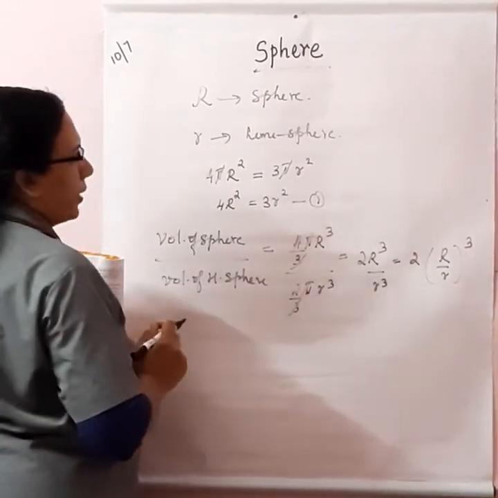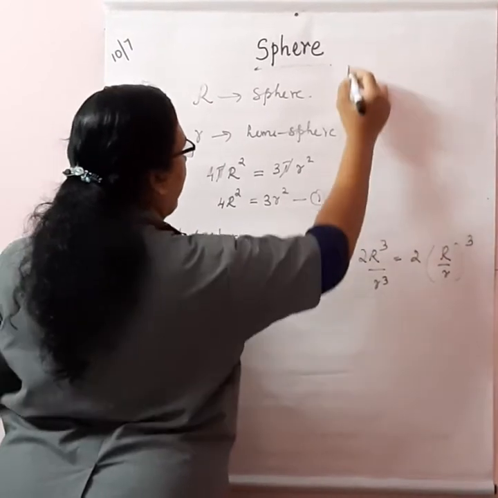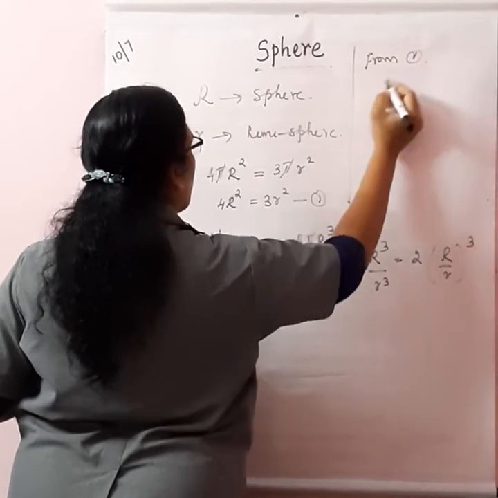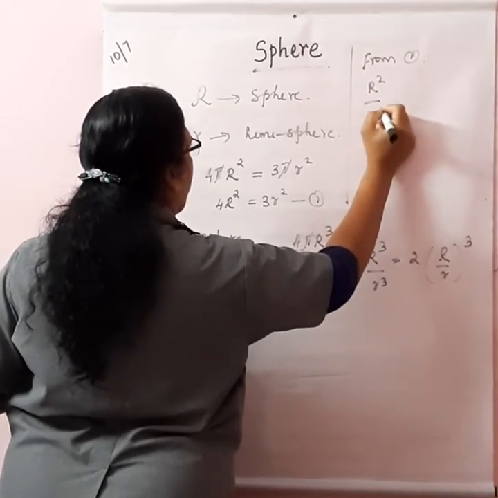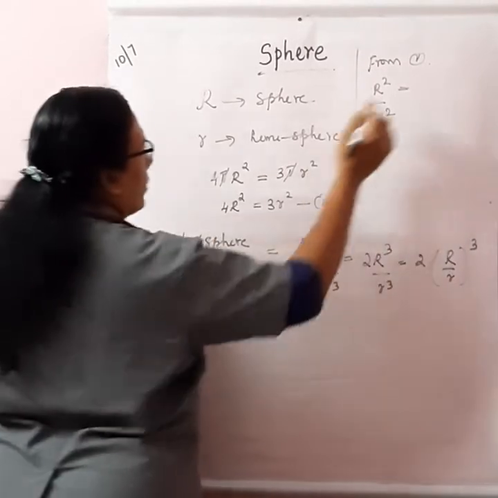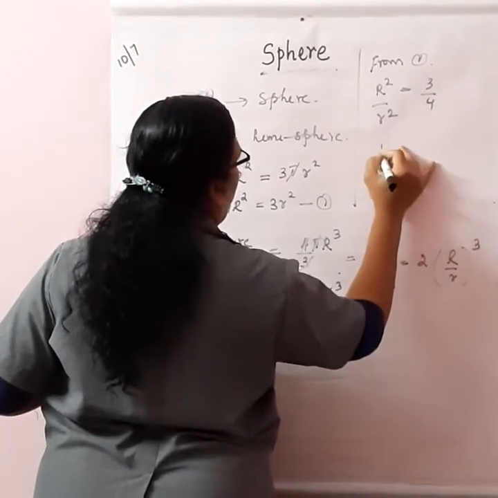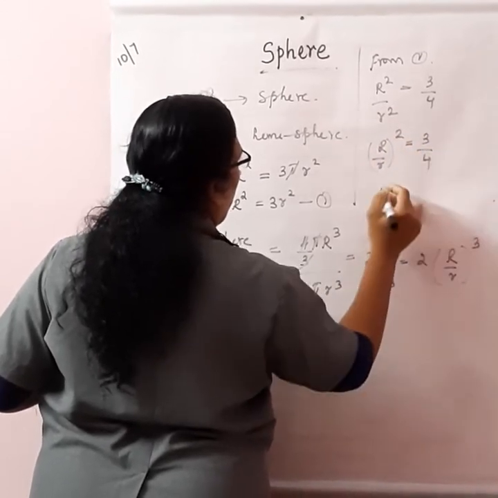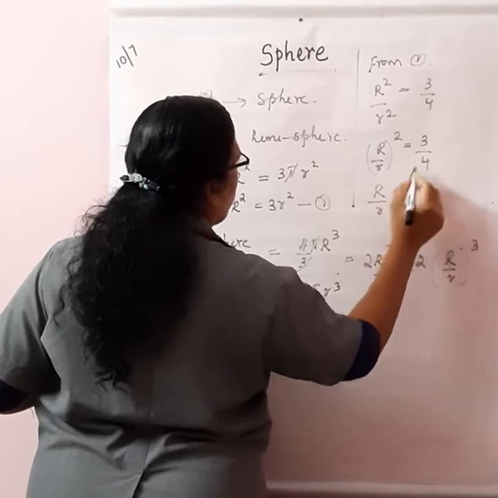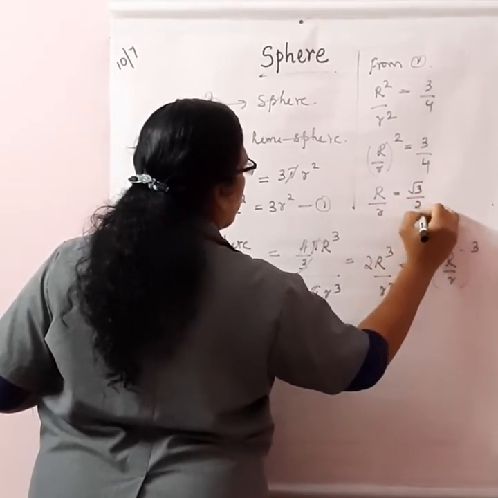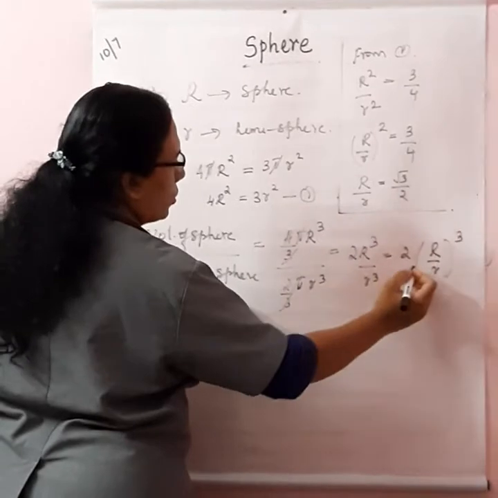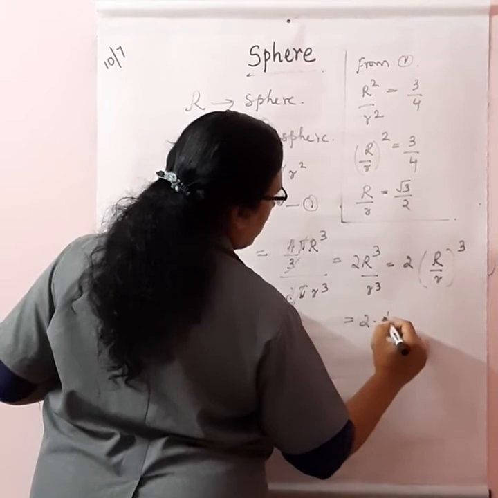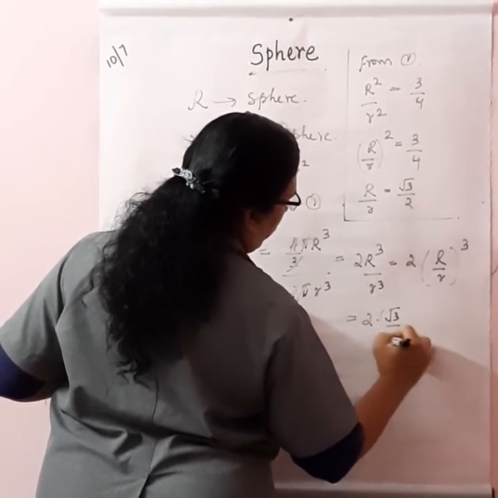Now what is capital R by small r? From equation number 1, what is R square by r square? R square by r square is 3 by 4. Or r square by R square is equal to 3 by 4. Or R by r is equal to root 3 by 2. Right? Now, so 2 into, what is R by r? 2 into, it is root 3 by 2 whole cube.